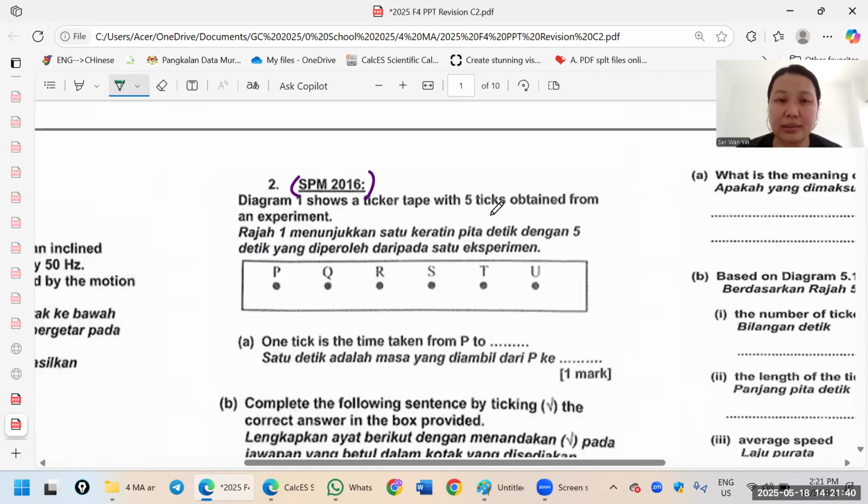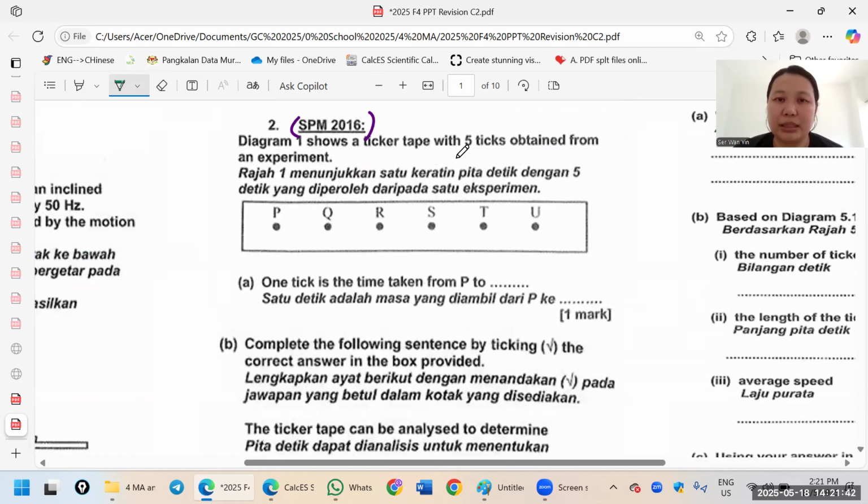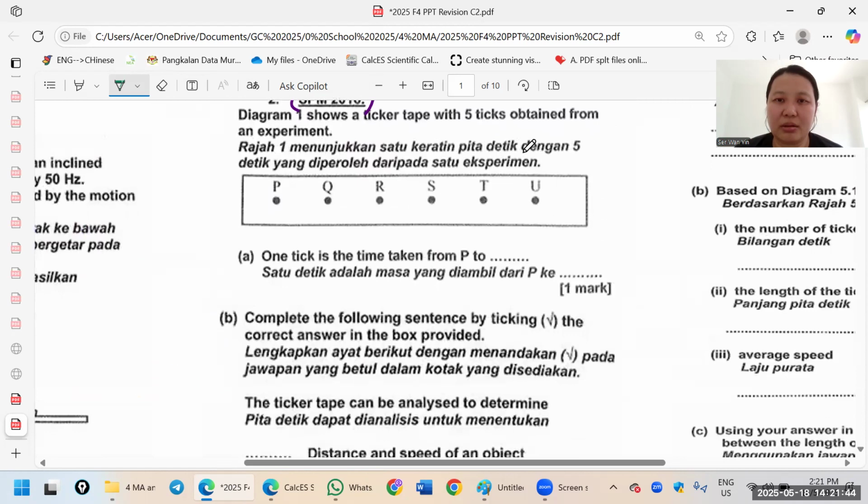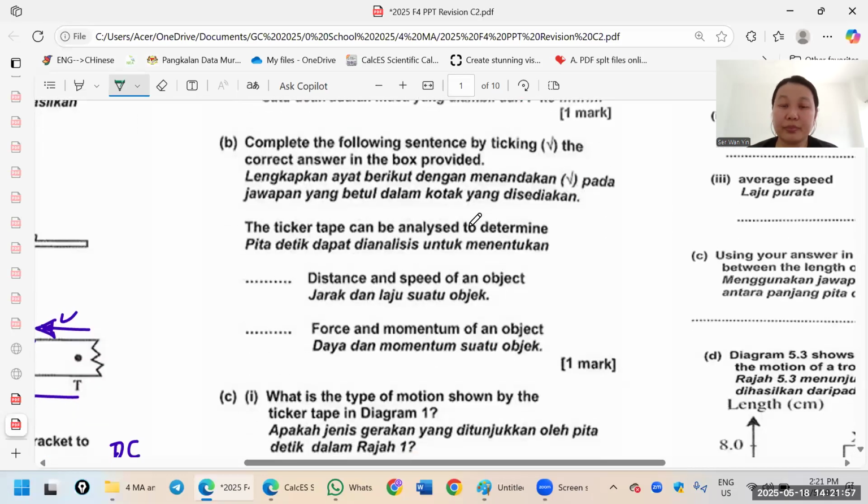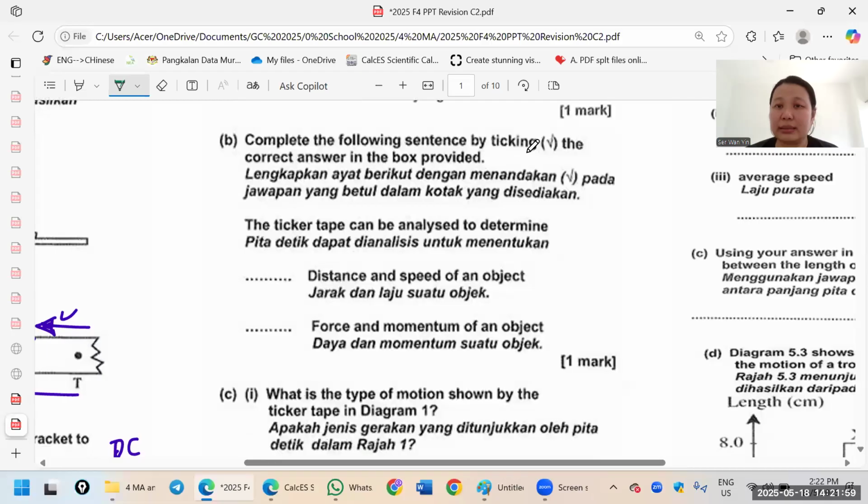Okay, next. This is a ticker tape with 5 ticks obtained from the experiment. Tick 1, 2, 3, 4, 5. One tick is the time taken from P to Q. Since they fixed P already, P to Q. Complete the following sentence by ticking the correct answer. So the ticker tape can be analyzed to determine, of course, distance and speed.